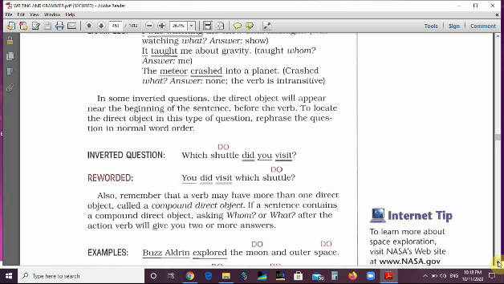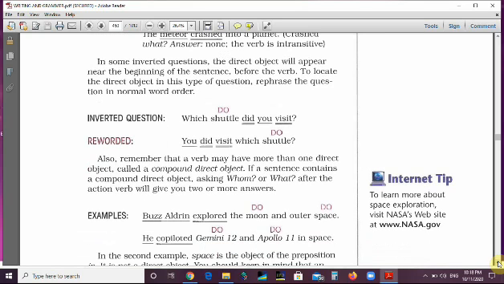It is not transitive. In some inverted questions, we need to reword the sentence. Which shuttle did you visit? We reword it this way: you did visit which shuttle? So the word shuttle is the direct object. Also remember that a verb may have more than one direct object, called a compound direct object. If a sentence contains a compound direct object, asking whom or what has maybe 2 answers or more.